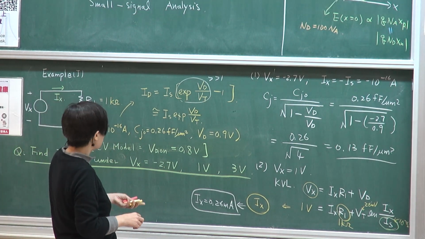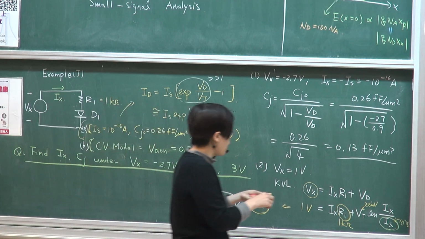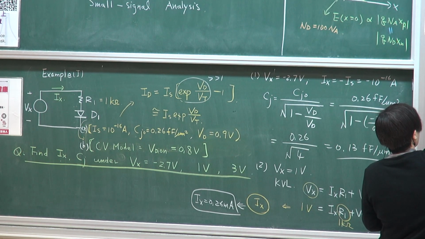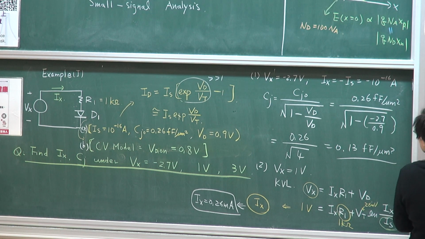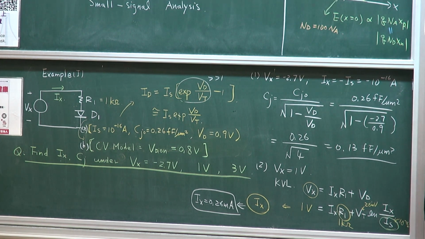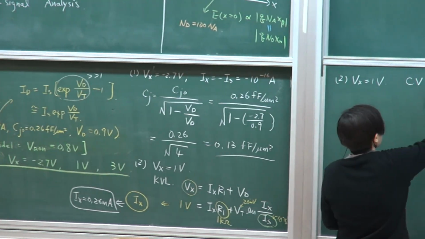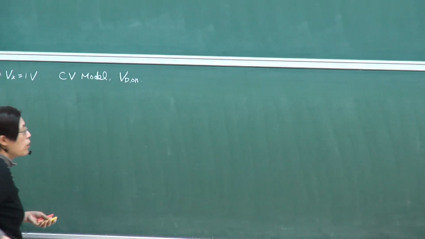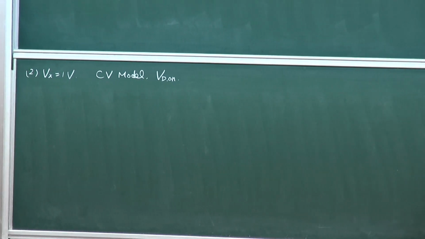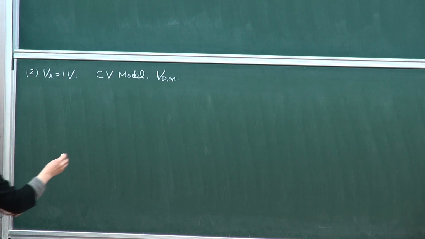The other is, of course, using the constant voltage model. So let's look at how we're going to do it. So part 2 is when Vx equals 1 volt, but we're using the constant voltage model, the CV model, where anytime you see VD on. So in this class or in the following exams or quizzes you're going to take, if I give you IS, that simply implies that you use the exponential model. If I give you VD on, you simply use the constant voltage model. So if VD on is given to you, VD on equals 0.8.